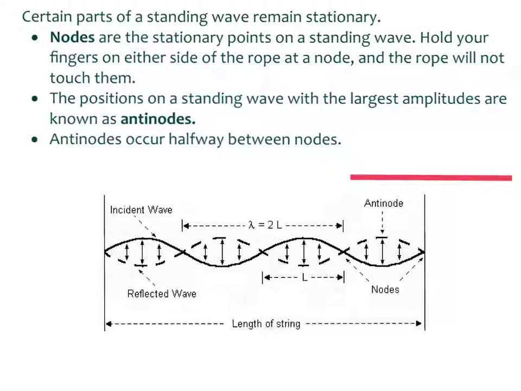Antinodes, on the other hand, are regions of maximum displacement and maximum energy. So each of these points right here are antinodes. Antinodes occur halfway between each of the nodes.